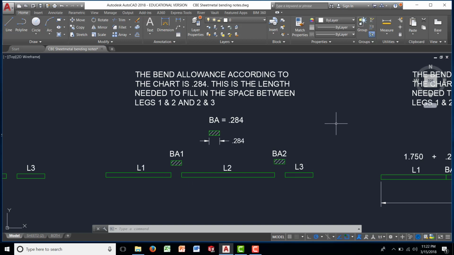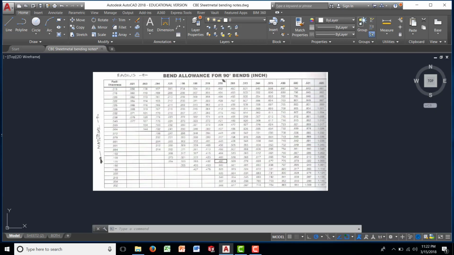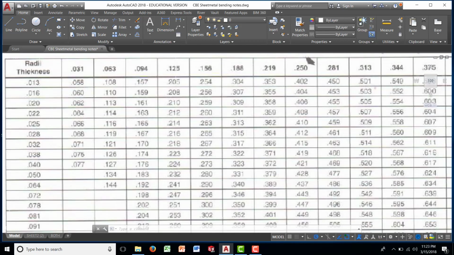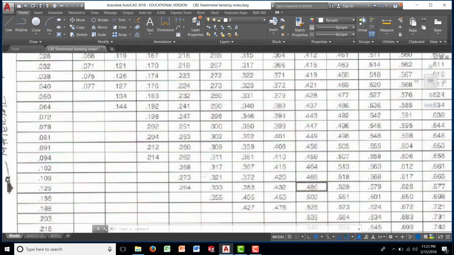So how do we figure this out? How do we figure out the bend allowance? The best way is by using a chart. The bend allowance chart has a top row where you can find the inside radius, okay? And the leftmost column has the material thickness. When we look for the bend allowance, you look for the corresponding numbers from the top row and the left column, then triangulate the number. So we look for 125 on the material thickness, and we look for 125 on the radius, and we triangulate, and we have 0.284 as our number.